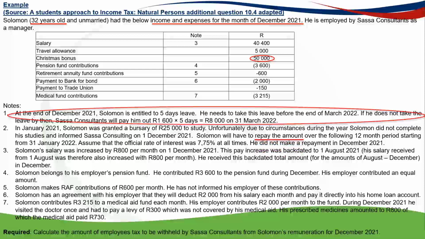The fact that Solomon will be repaying the bursary amount with no interest should get you thinking about the provision of an interest-free loan to an employee, which is a taxable fringe benefit and therefore remuneration.